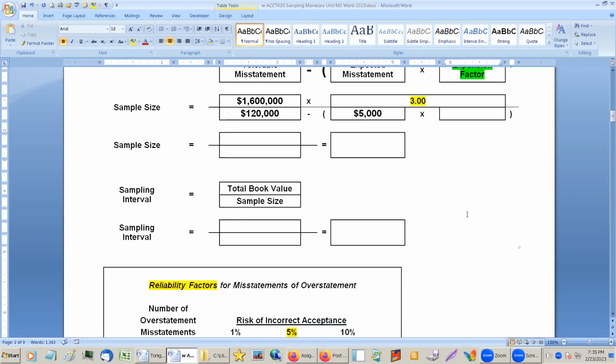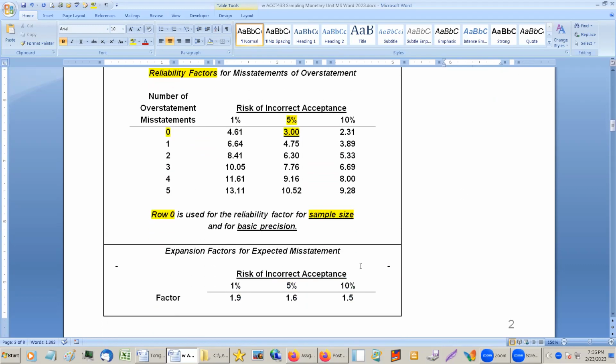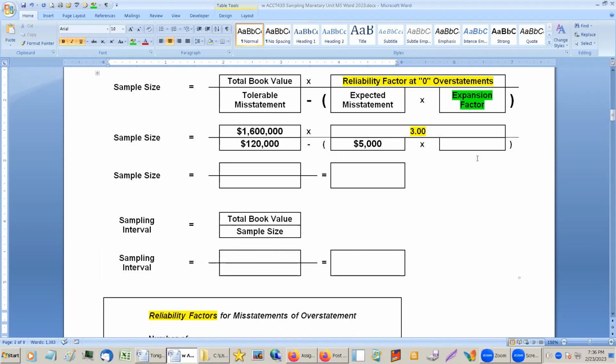We're going to do the same thing down here. Now, the nice thing about the expansion factors is that there's only one row. So we don't have to worry about getting the right row. There is only one. And the expansion factor is 1.6.